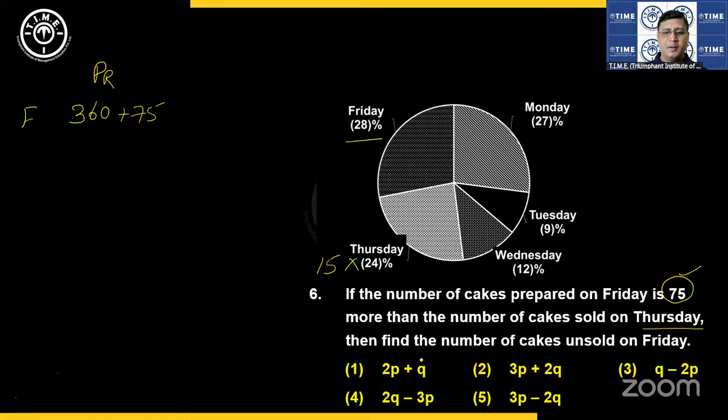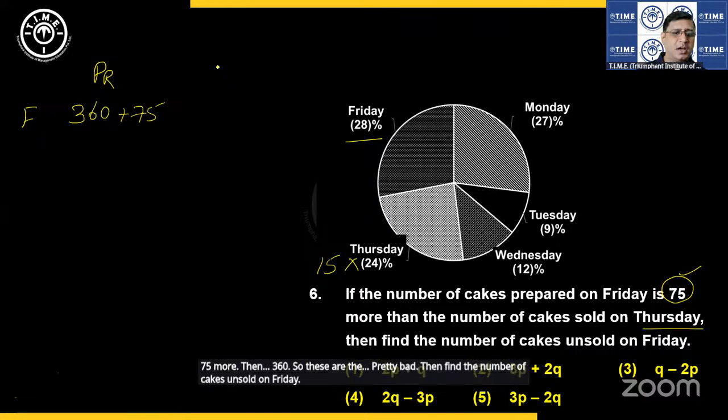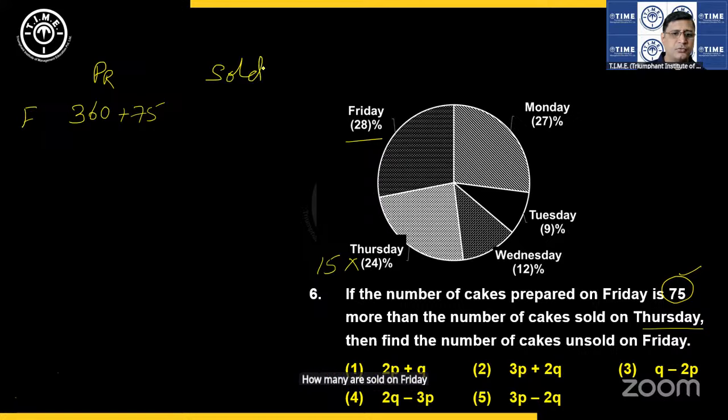Then find the number of cakes unsold on Friday. How many are sold on Friday? The number sold on Friday is 28%. 28% is 28 into 15. 15 means 10 plus 5. 10 times 28, 280. Half of the value, 140. By adding these, we get 420.